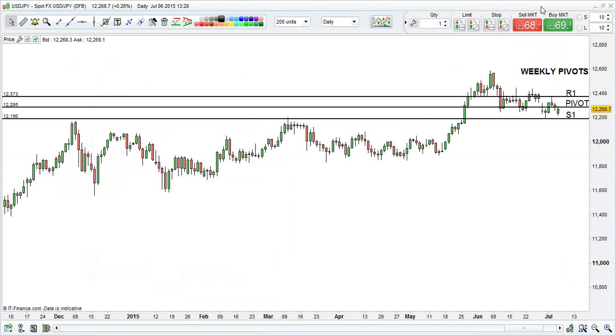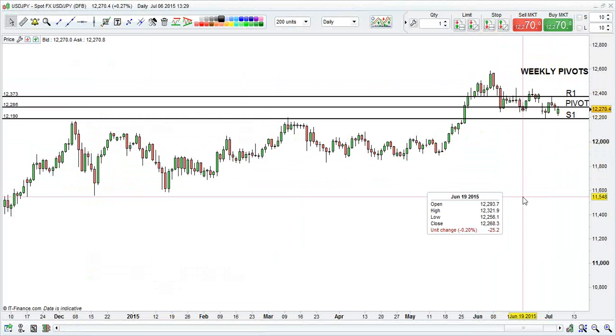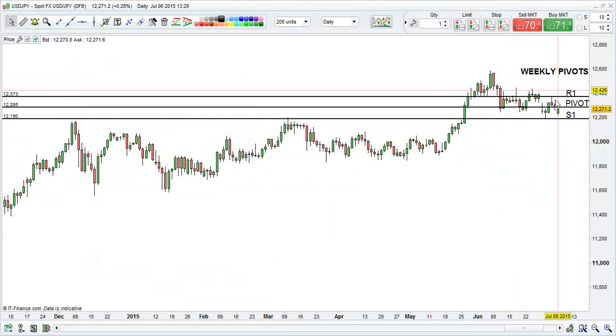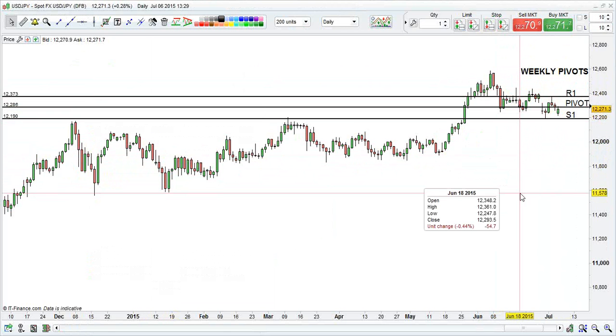So here we have the USD JPY, and we have a daily chart of the USD JPY. Now I've already calculated my weekly pivots. Okay, in the pivots module I showed you how to calculate your pivots. You go to investing.com and fx.com to get your pivot point calculator, but I have already calculated my pivot points there for today.